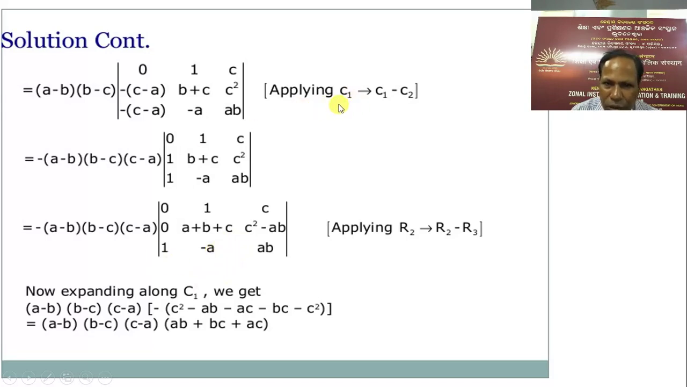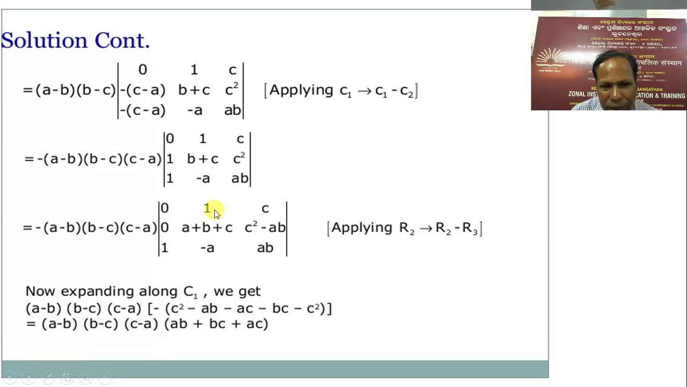That's why we can apply column operation or row operation as per our convenience. Now we have got 2 zeros in the column, so expand it along the first column. Expanding it along the first column C1, we get A minus B, B minus C, C minus A, and that minus sign remains as it is. Now it is our usual evaluation.